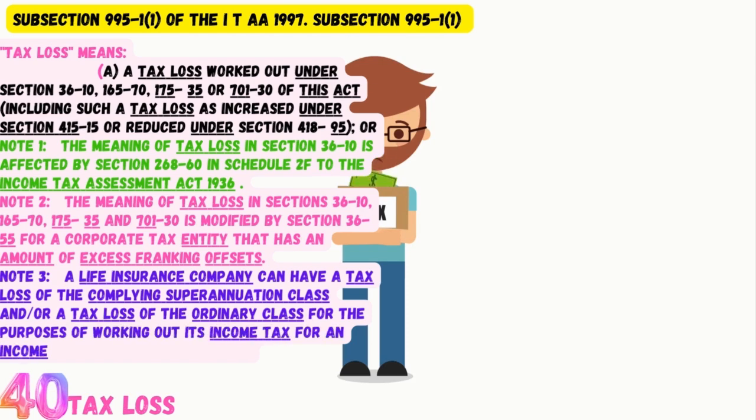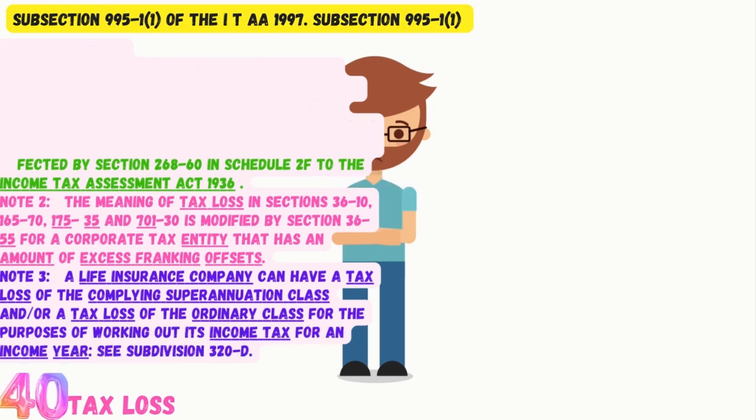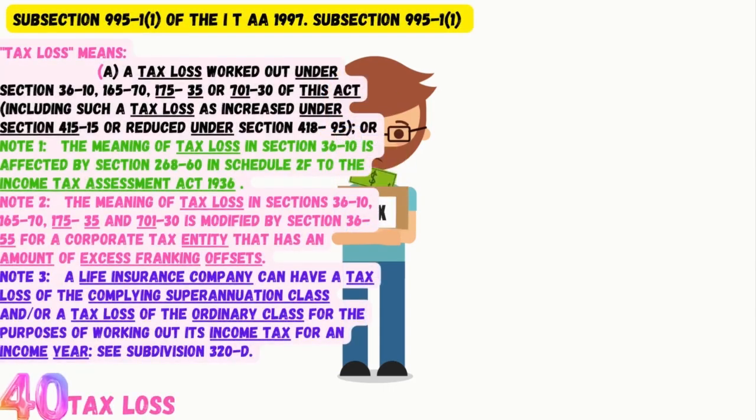or reduced under section 418-95, or Note 1. The meaning of tax loss in section 36-10 is affected by section 268-60 in Schedule 2F to the Income Tax Assessment Act 1936. Note 2. The meaning of tax loss in sections 36-10, 165-70, 175-35 and 701-30 is modified by section 36-55 for a corporate tax entity that has an amount of excess franking offsets. Note 3.